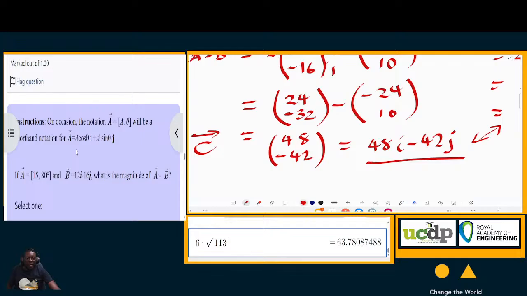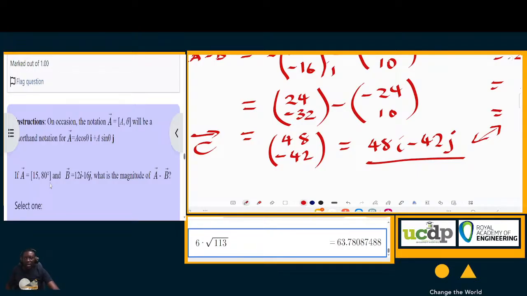Question 12, if we can proceed, let's attempt this one. The notation again is presented there. A theta in square brackets represents A cos theta in the i direction plus A sine theta in the j direction. You are given A to be 15 and 80 degrees for theta, and B to be 12i minus 16j. What is the magnitude of A minus B?